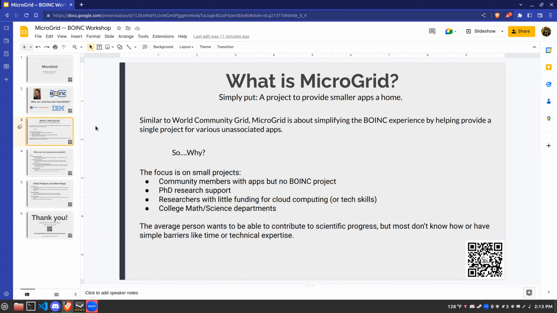So again, why, right? And the answer is because community members, they don't want to be running individualized BOINC projects, and it's probably not great for the ecosystem to have hundreds and hundreds of BOINC projects that people have to kind of select through.